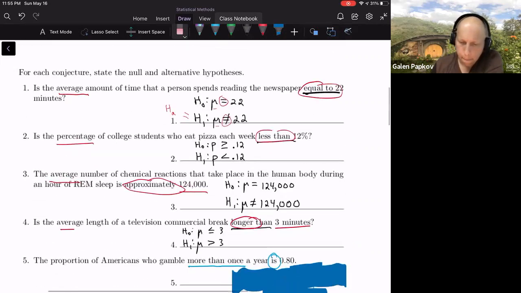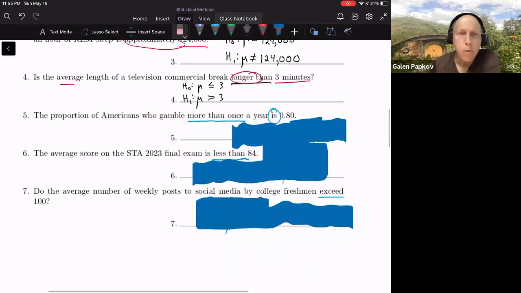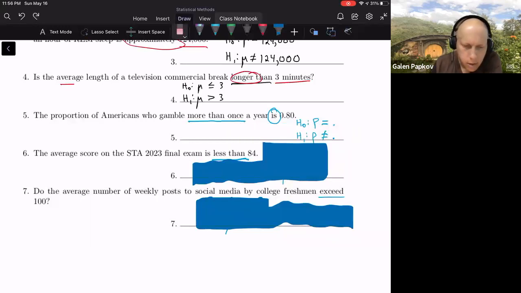For number 5, the proportion of Americans who gamble more than once a year is 0.8. So proportion P implies equal, and the value we want to know is it equal to is 0.8. P equals 0.8. So that's going to be in your null hypothesis with P not equal to 0.8 going into your alternative hypothesis.